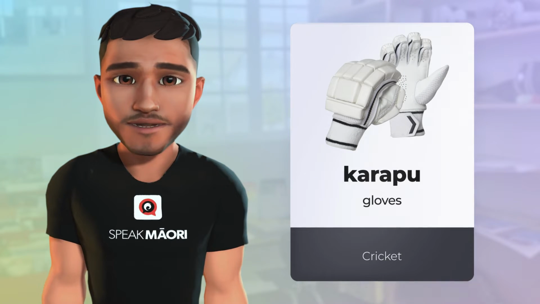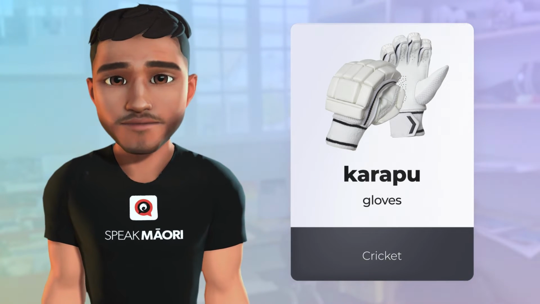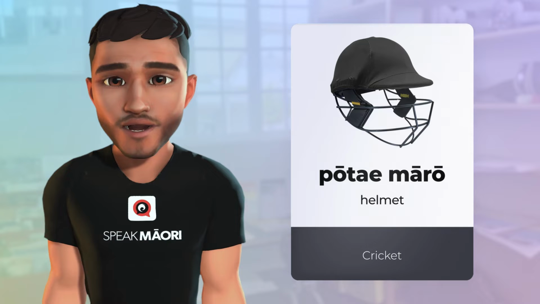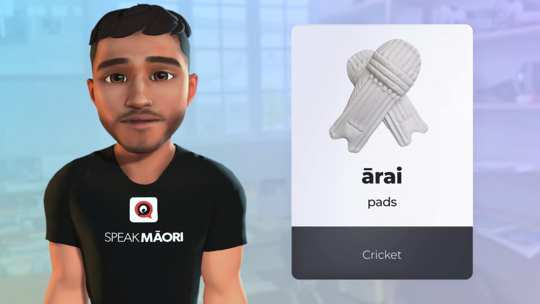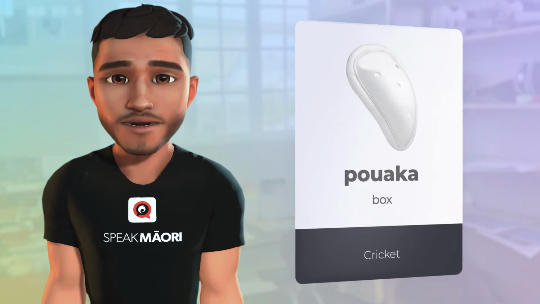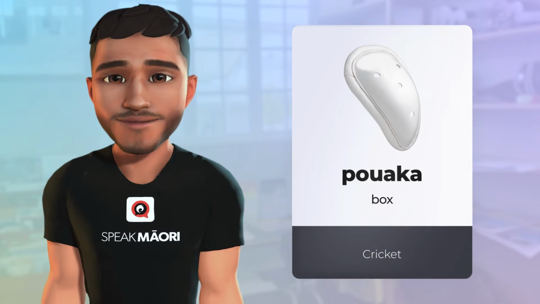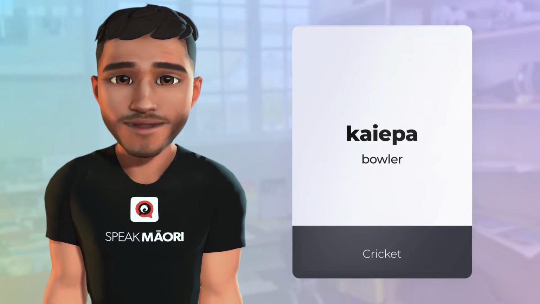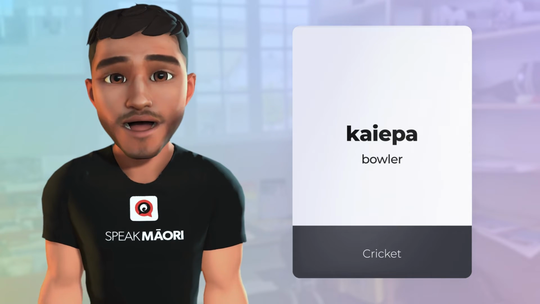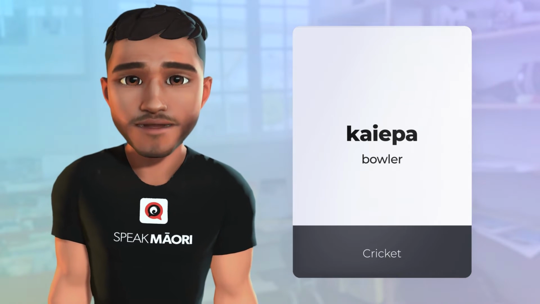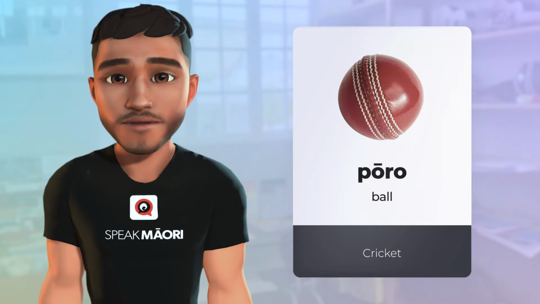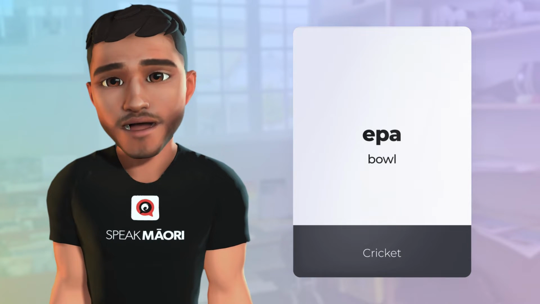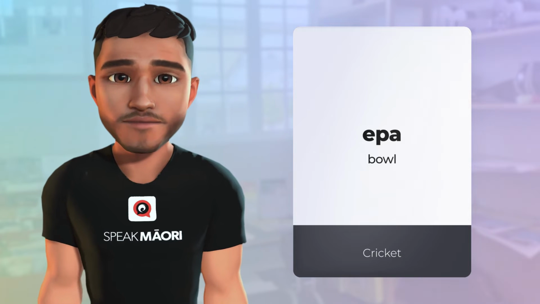He also needs krapu or gloves, a pōtai maro, helmet, pads, ārai, and most importantly, I reckon, a pauaka or box. The bowler is known as a kai epa, and the key equipment he needs is a poro or ball. Epa is the word for bowl.